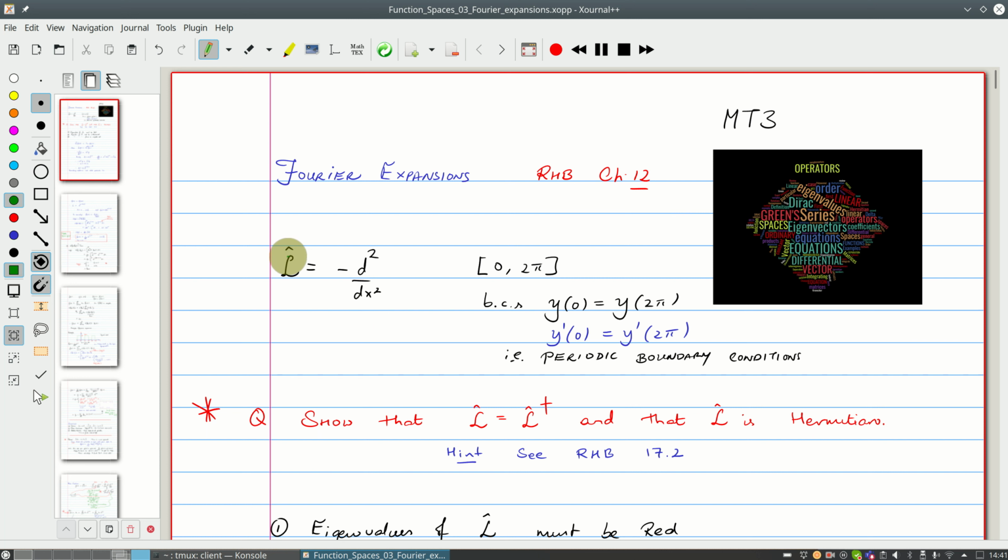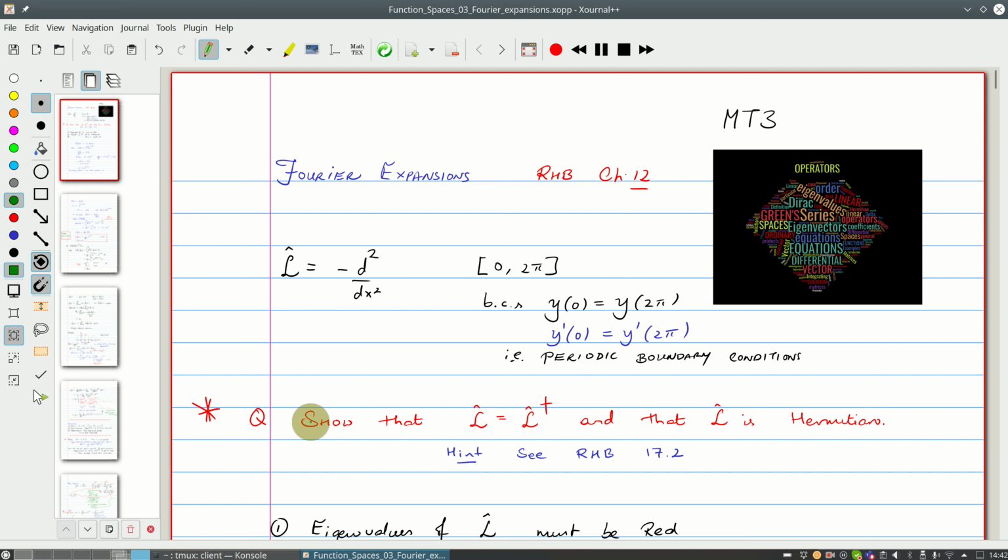Okay, so let's start. The requirement for this particular recording is that you have watched my recordings on Hermitian operators and function spaces. We'll be using some of the properties of these operators here. So let's start. Consider the operator L hat, which is given by minus d squared by dx squared in the interval 0 to 2 pi with periodic boundary conditions that y of 0 is equal to y of 2 pi and y prime of 0 is equal to y prime of 2 pi.